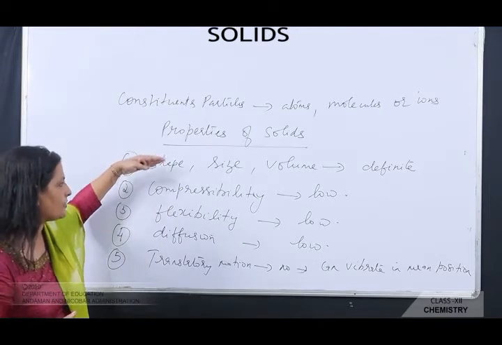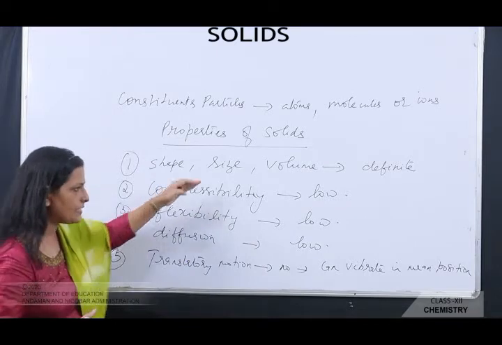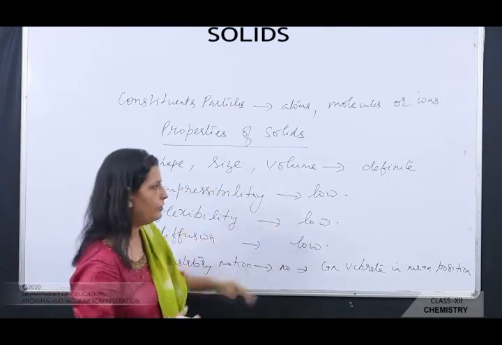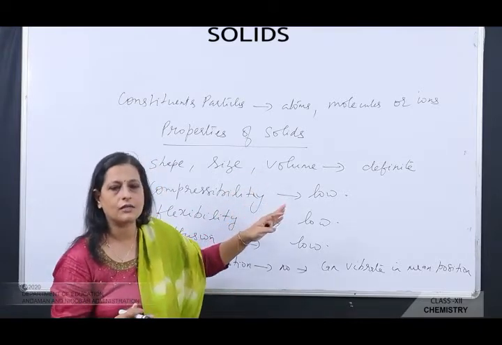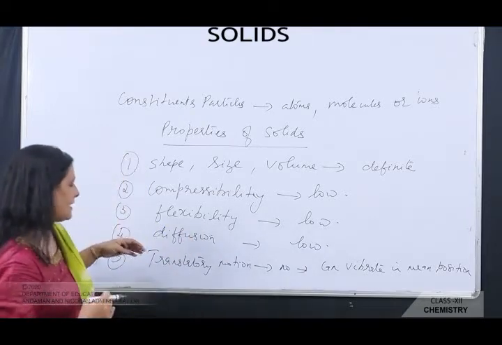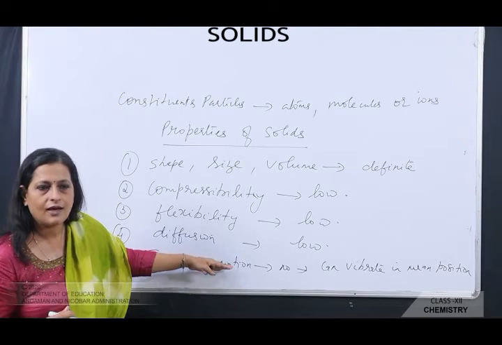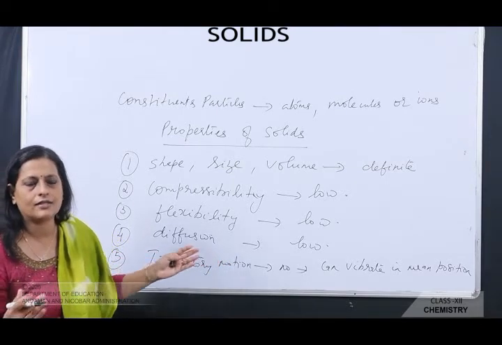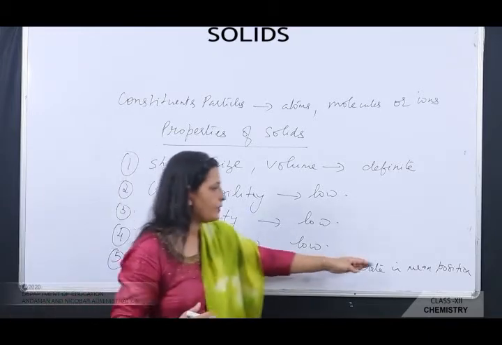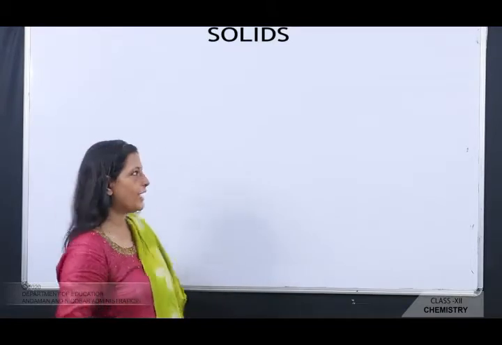So the properties are what you see: shape, size and volume are definite, compressibility is low, flexibility is also low, diffusion is also low. All these are due to strong intermolecular force of attraction. So what can you say? Solids are rigid. Then there is no translatory motion in case of solids. Why is there no translatory motion? Because they are closely packed and therefore they are not free to move. They can only vibrate in mean position.